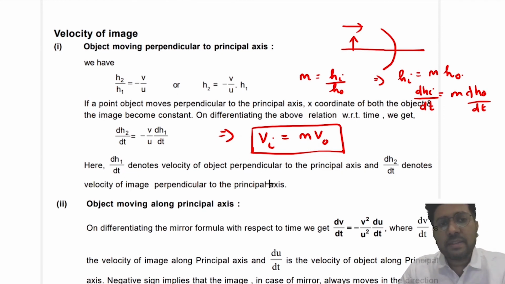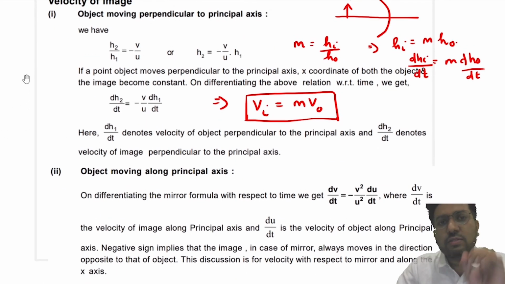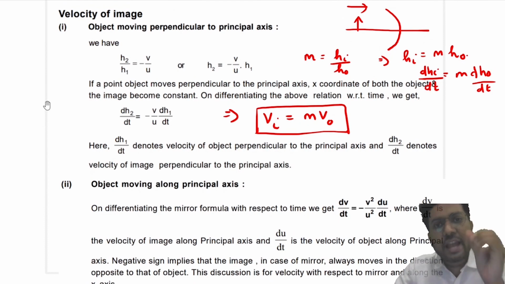So if the value of m is changing, in this type of question, they can ask you the velocity of image at a particular instant, because at every instant the velocity of image will change. Why? Because m will change. So they will ask you this time the velocity of image at a particular instant.